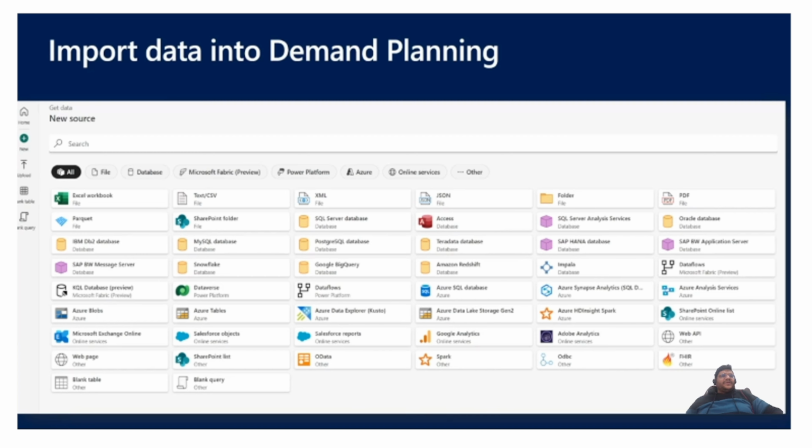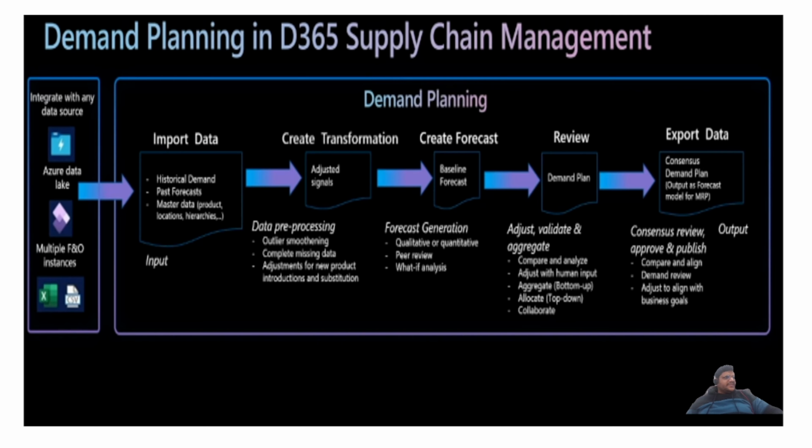When the data is imported into the demand planning application, it will be historical demand, it can be past forecasts, it can be master data, products, locations, and hierarchies. When the data is imported, it will be raw data in the form of tables.